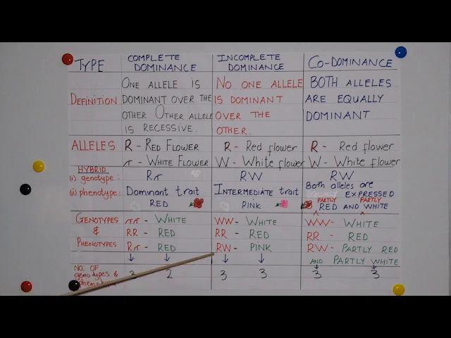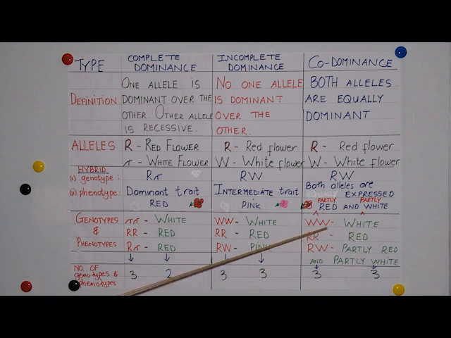For incomplete dominance and codominance, the genotypes are exactly the same, and there are three genotypes. Capital W and capital W, remember the original phenotypes always have a homozygous genotype. So white, the genotype would be two capital W's. For red, the genotype will be homozygous with two capital R's. Exactly the same for codominance.